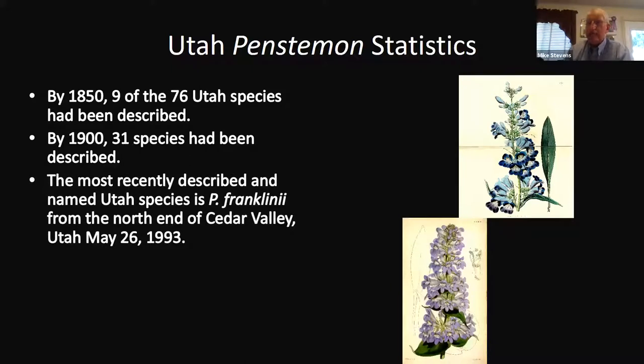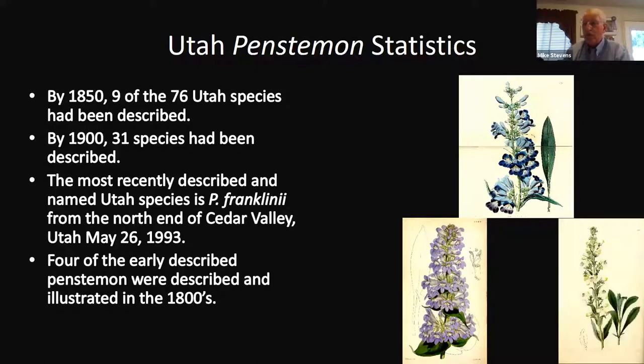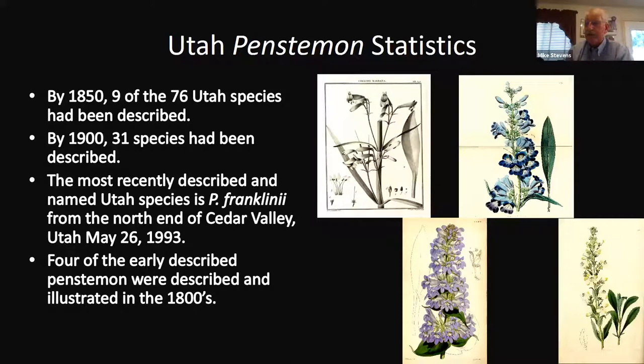The most recently described species is one called Franklinii. It's named after Dr. Franklin from the University of Utah, and it is found in Cedar Valley. It is in the north end of the area of Cedar City, up that valley in there. It's a very narrow endemic, and it was found in 1993. Four of the early described Penstemon were described and illustrated in the 1800s. And you can see these beautiful illustrations. Because these are no longer held under copyright, we included these in the book, and I thought they turned out really fantastic. But these are of various species found here in Utah.